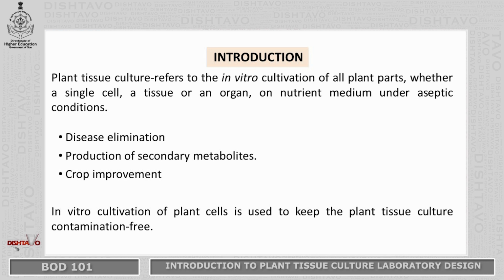So why do we have this plant tissue culture which is in vitro? This is done to have plants which are disease eliminated, which are virus eliminated, for the production of secondary metabolites. As you all know, some secondary metabolites are used in pharmaceuticals for the production of different medicines, and this is also used for crop improvement. So basically in vitro cultivation of plant cell is used to keep the plant tissue culture contamination free.